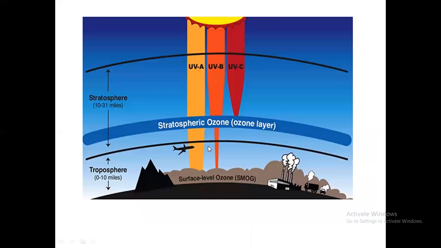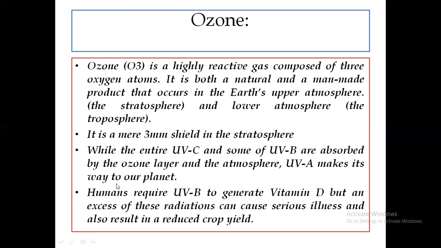Then we should know that this is the stratospheric layer, which is known as the ozone layer. This is the stratosphere, and we know that its range is 10 to 31 miles. You can see ultraviolet A, B, and C, and this stratospheric ozone layer is protecting us from these. Then surface layer ozone, smog, we have seen in the troposphere, and the range of the troposphere is 0 to 10 miles.